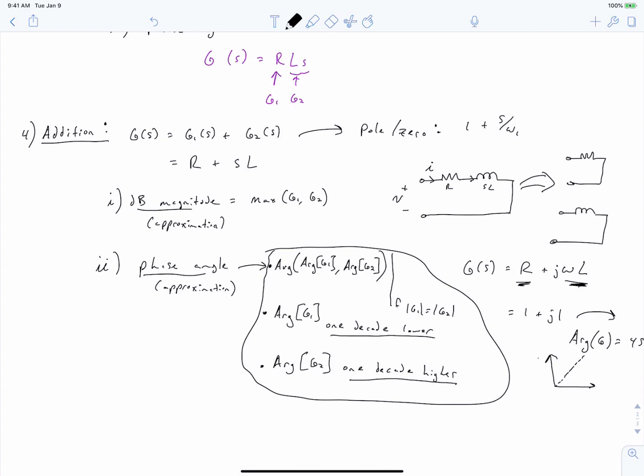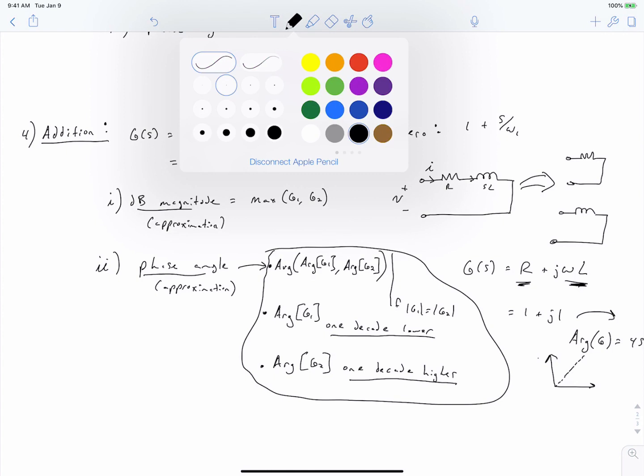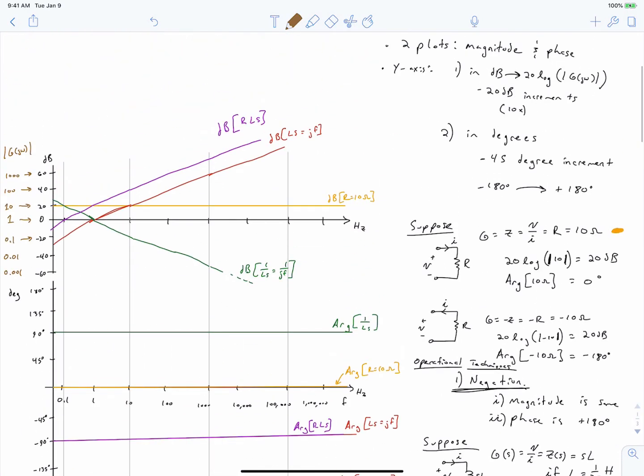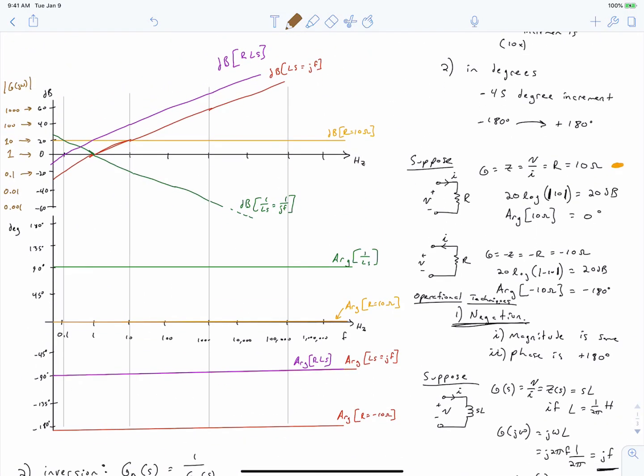So let's show what this looks like. Let's use the color brown to show this example. We're doing R plus SL. So you go back to our Bode plot, and we're going to take the maximum of the orange line and the red line. So the Bode plot for this transfer function is going to be along here and then up to here. So you can see at these really high frequencies, we look purely like an inductance. And then at the low frequencies, we look purely like a resistance.